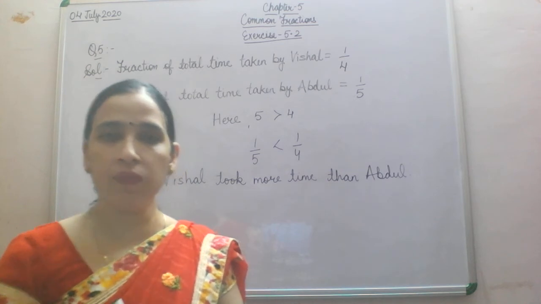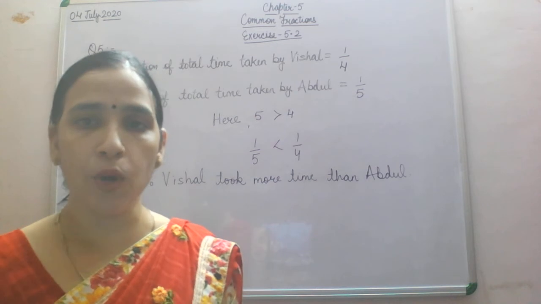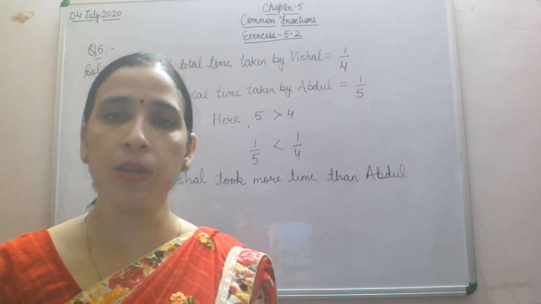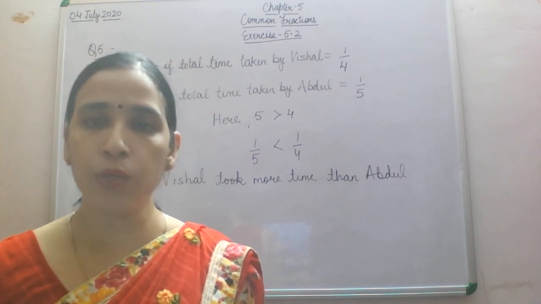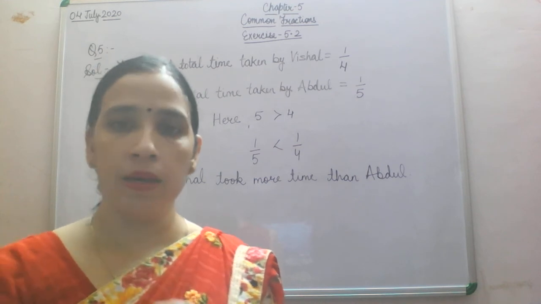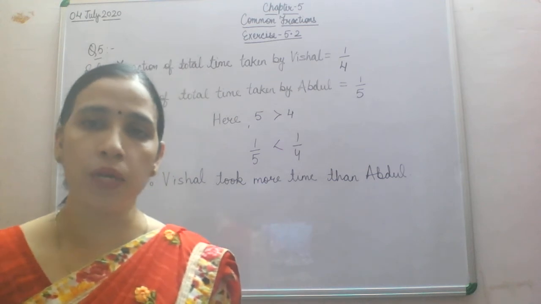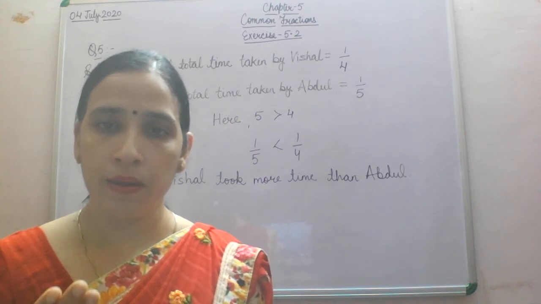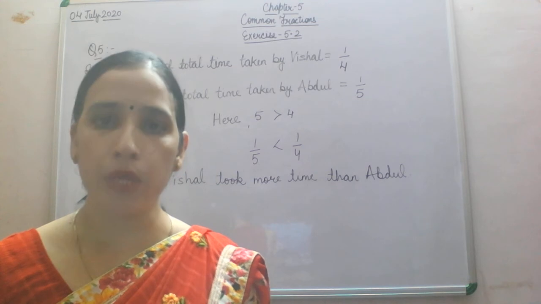So with this we have completed our exercise 5.2. I hope you don't have any problem in these questions. These questions are quite simple. You are supposed to compare unit fraction. In this we are not going to find out any solution. You have to compare unit fraction. Whenever it is asked who took more time, then you are supposed to find it out only by comparison. By comparing you can tell that who took more time.